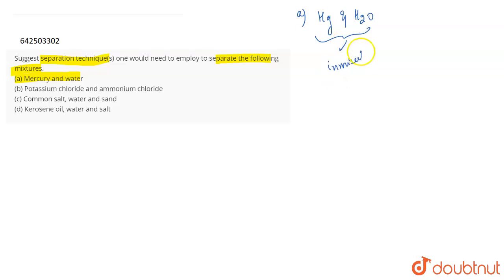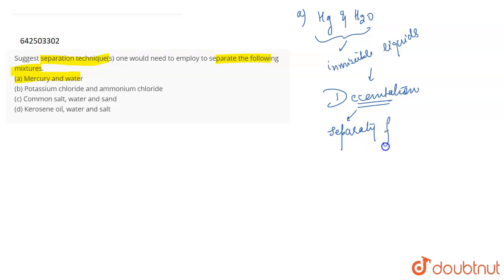They're immiscible liquids. Now, immiscible liquids can be separated by the technique of decantation, which is basically based on the difference in the densities. So you can separate them using decantation by using a separating funnel. A separating funnel can be used to separate mercury and water. Mercury, which is Hg, is heavier than water, so it is based on the difference in the densities of the two liquids.